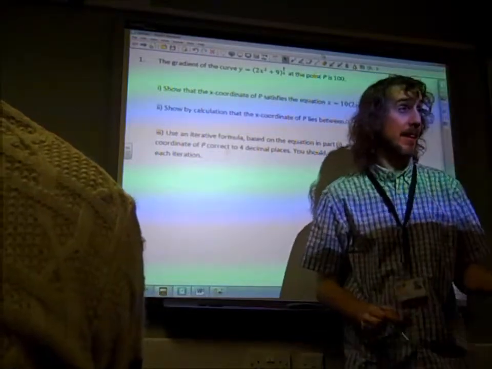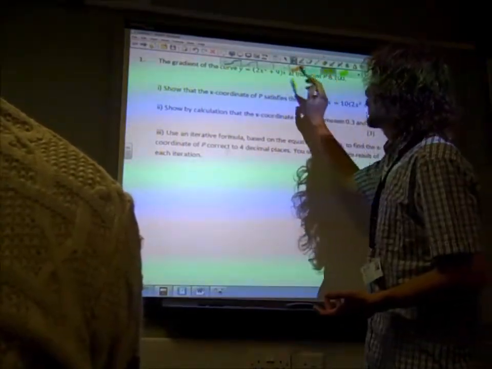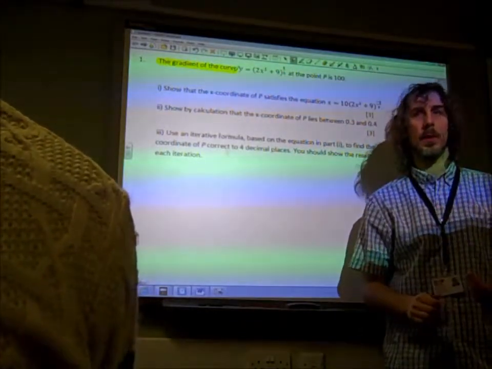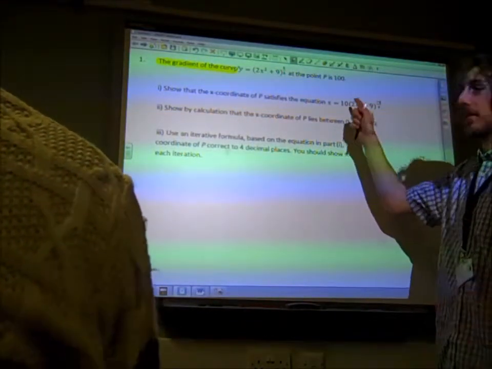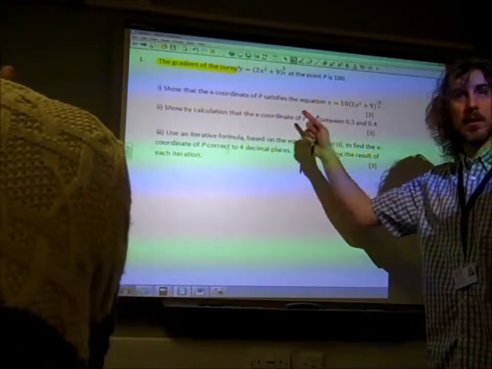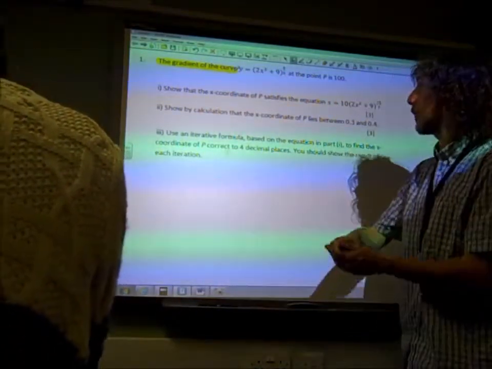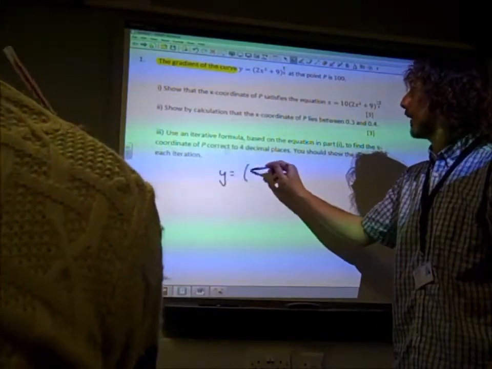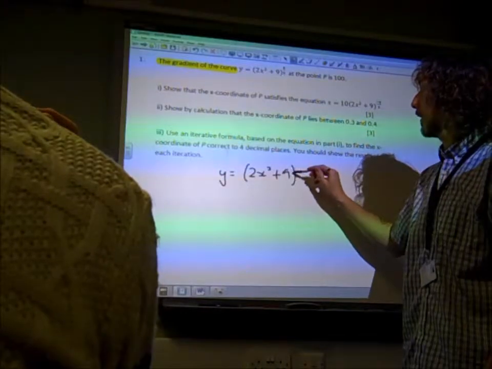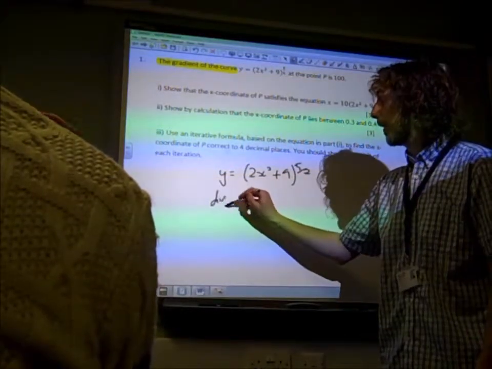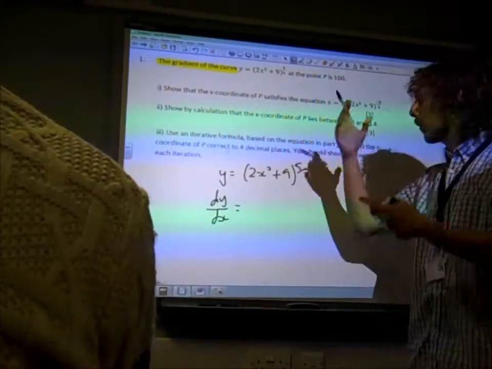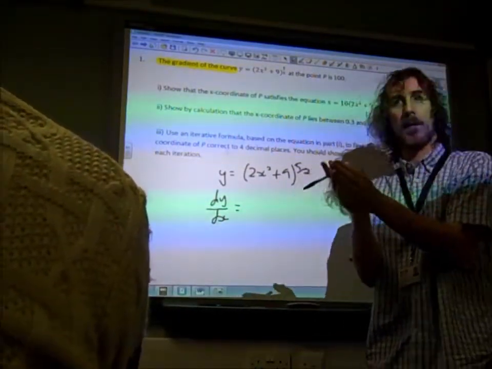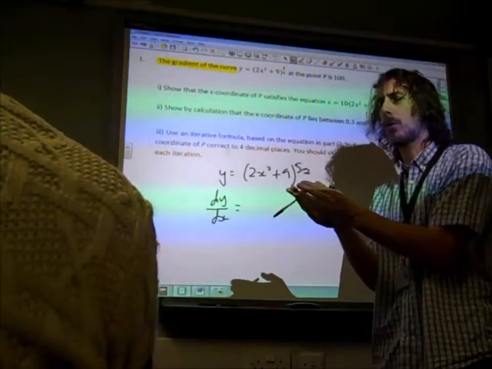So actually the first thing you needed to spot here, and it was a little bit mean actually, was that it was the gradient that we're trying to talk about. So the first thing we have to do, if that's what the function is, is differentiate it, aren't we? So we've got y as being (2x squared plus 9) to the 5 over 2, so dy by dx. So you see, it looked like it was all going to be numerical methods, but they've squeezed in a little kind of chain rule differentiation question there.